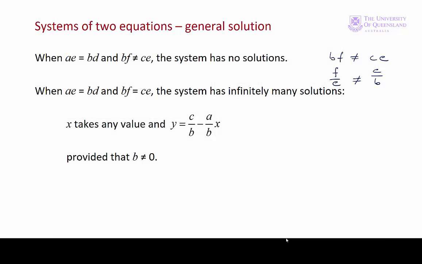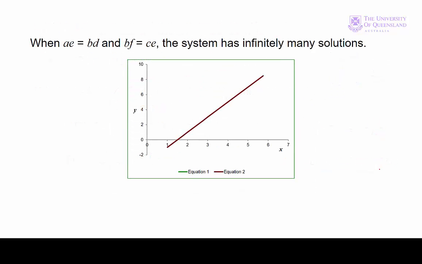The other case is where bf is equal to ce. So rearranging, we'll have f on e is equal to c on b. That is equal intercepts. What happens then? We have the slopes are equal and the intercepts are equal. Well, in that case, we really only have one line. So here we have equation 2 superimposed on equation 1. In effect, we have one line. So there are infinitely many solutions.